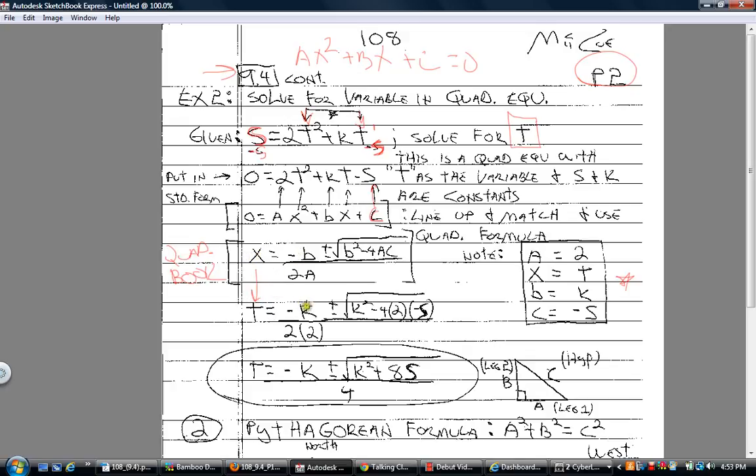Instead of b, negative k. Instead of a, the number 2. b is k squared minus 4a, where a is 2 and c is s. Do a direct substitution from over here if you like your table. I like to use that. And simplify this the best you can, and you don't have a whole lot to do. 2 times 2 down here, there's your 4. Negative 4 times 2 is 8s, and basically there's your answer right there.